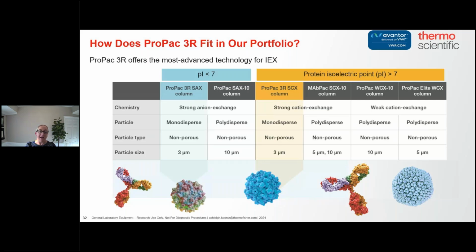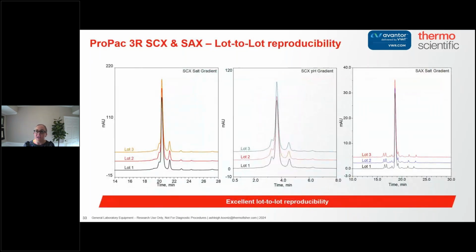And if your PI is greater than 7, you're going to want to look into the strong cation exchange chemistry. Here's some data to demonstrate across SCX and SAX, the various lots, showing good lot-to-lot reproducibility, as this historically can be a pain point for customers with other columns out on the market. We really work to design in, with the monodisperse particle platform, enhanced lot-to-lot reproducibility, making sure that your charge variant chromatography profiles are as consistent as possible.